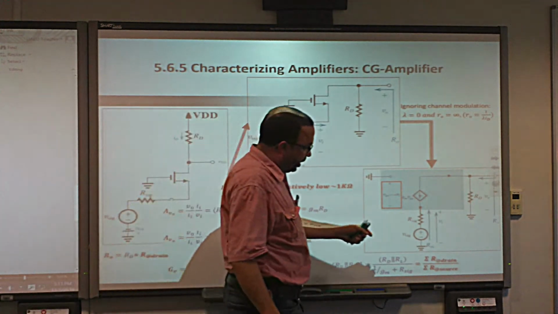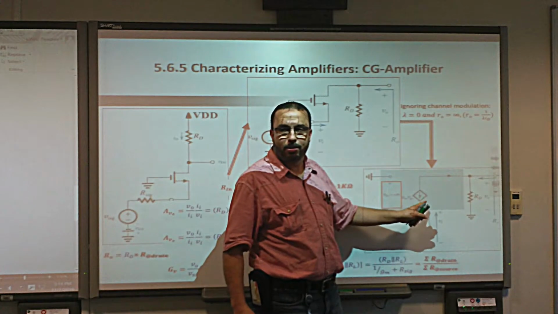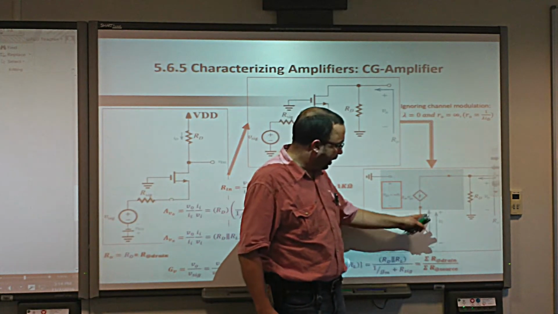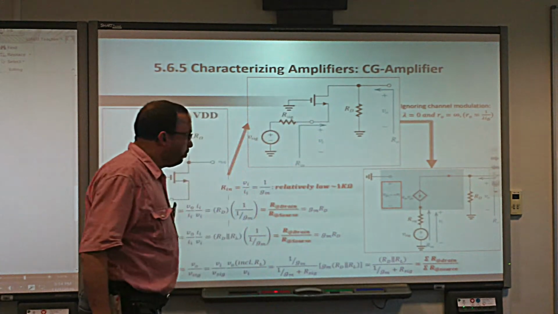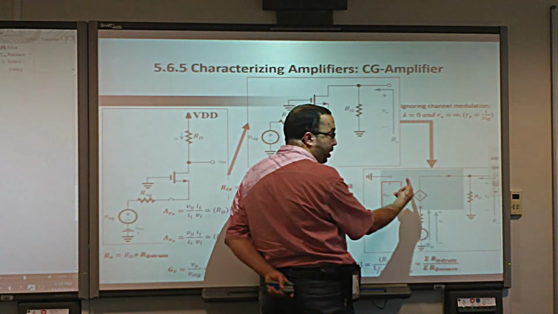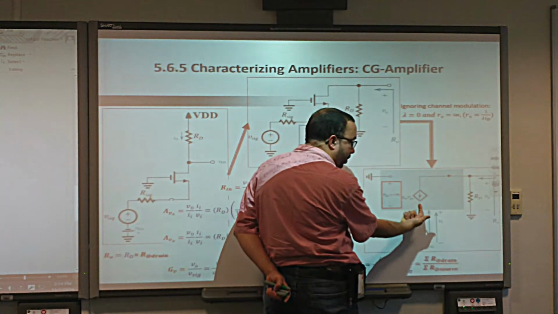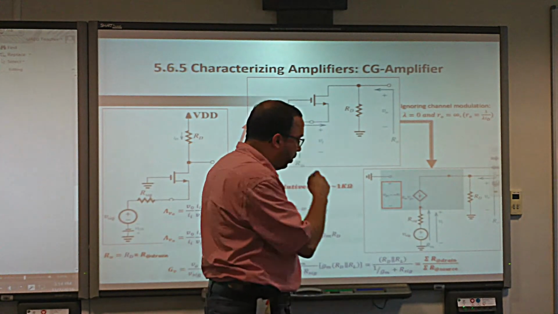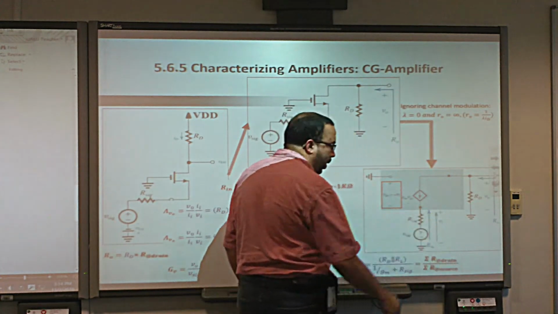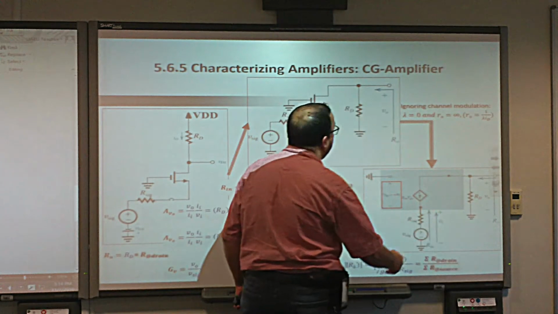Rin, is it infinity now? No, Rin is not infinity. Yes or no? Rin has a value. 1 over Gm. If you take the T model, you will find that the resistance from the source looking into the MOSFET is actually 1 over Gm. But if you want to find it, it's very simple. Now, let me show you this.